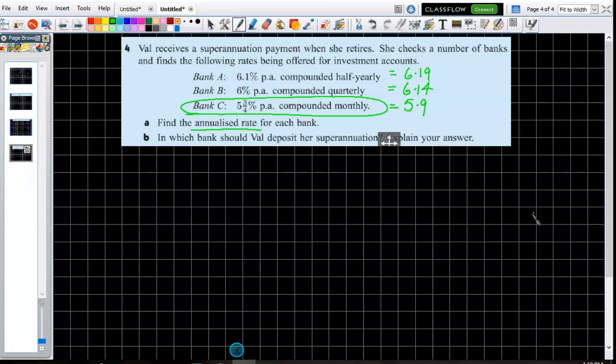So let's have a look. Val receives a superannuation payment when she retires. She checks a number of banks and finds the following rates for investment. Now, when we're investing, we are going to want bank A because we want the highest interest because we're getting money. If Val was borrowing money, well, then we would go the lowest. But you've got to read the question. We okay with that?